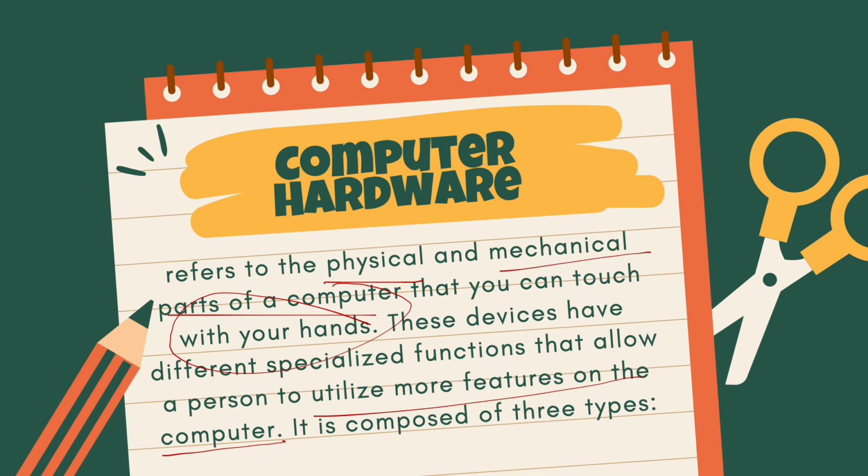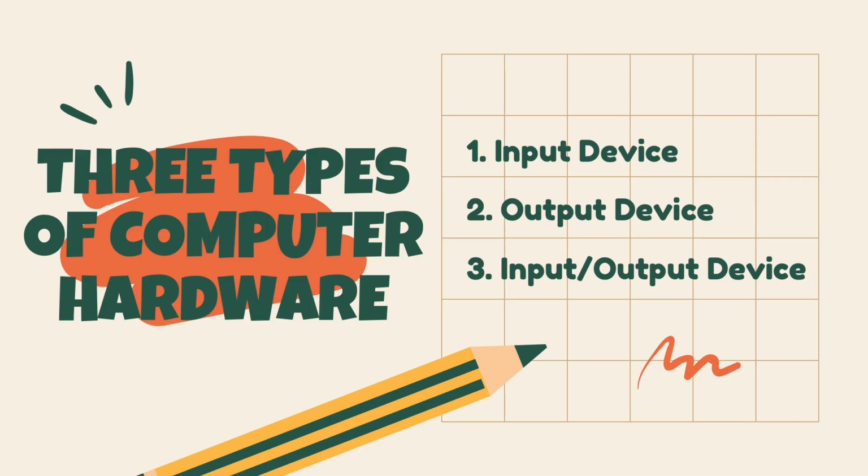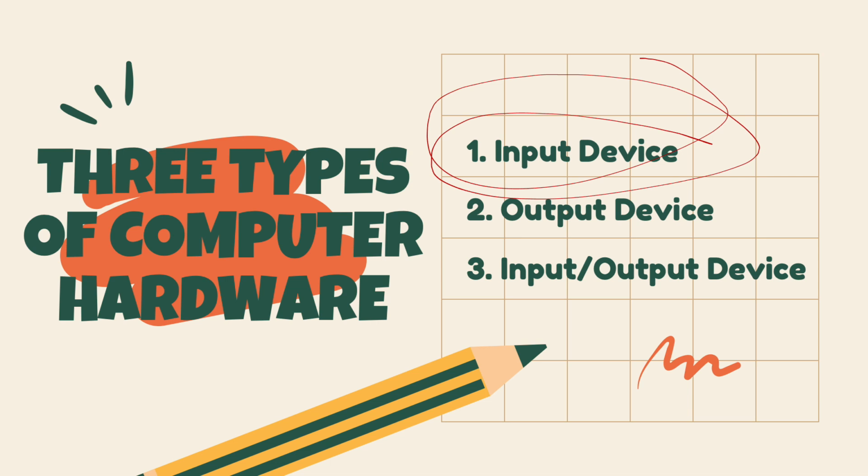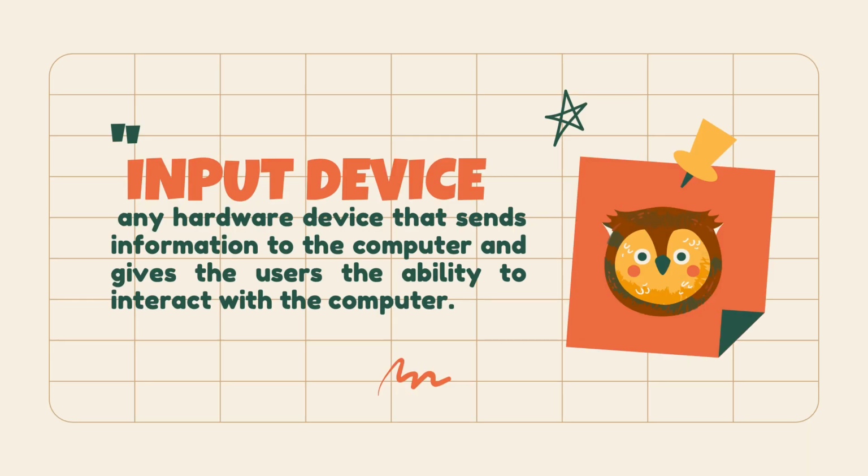So, it is composed of three types: the input, the output, or input-output devices. So, we will focus only on input devices. So, input device: any hardware device that sends information to the computer and gives the user the ability to interact with the computer. So, the input device sends information.